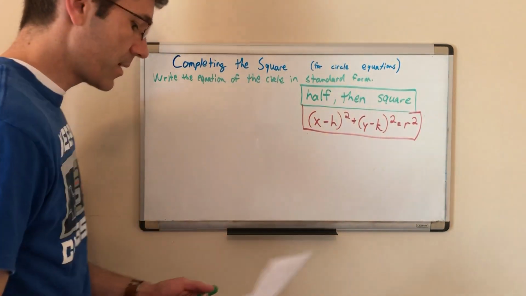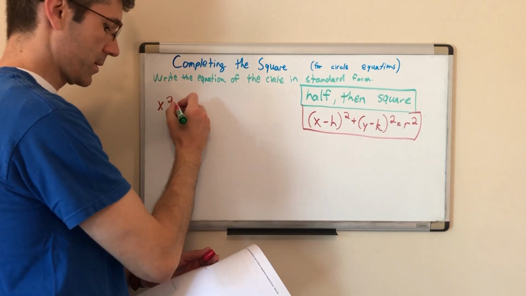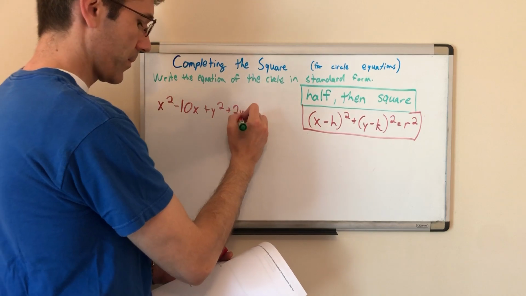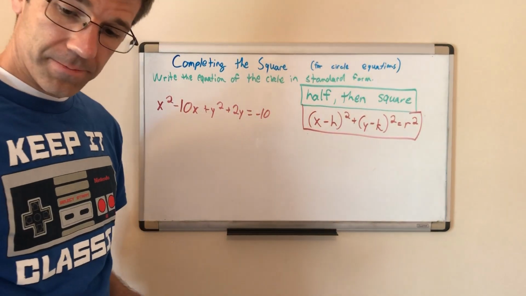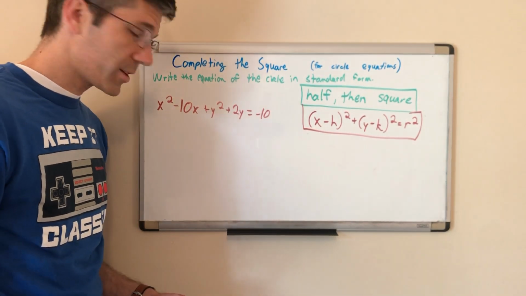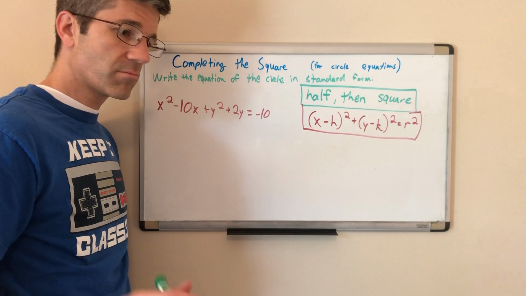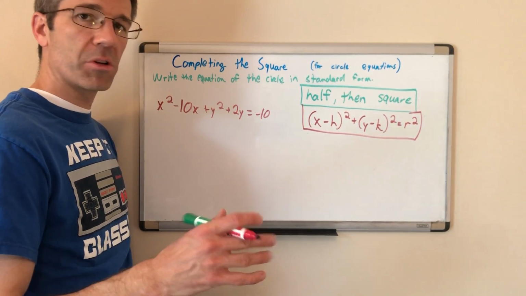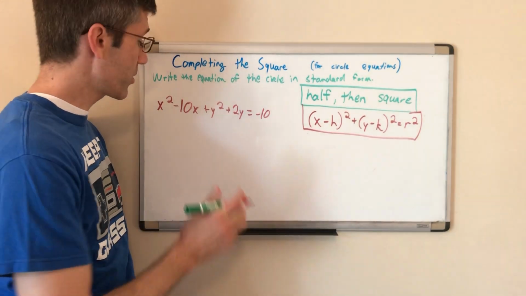Okay, the next one says x squared minus 10x plus y squared plus 2y equals negative 10. Okay, so if you're looking ahead and you know what to do and where to put your blanks, then go for it. I'm not gonna force you to watch this. You can pause it, skip it, mute it, whatever, do the problem. I'm going to keep working it out. I do recommend you try it on your own though.